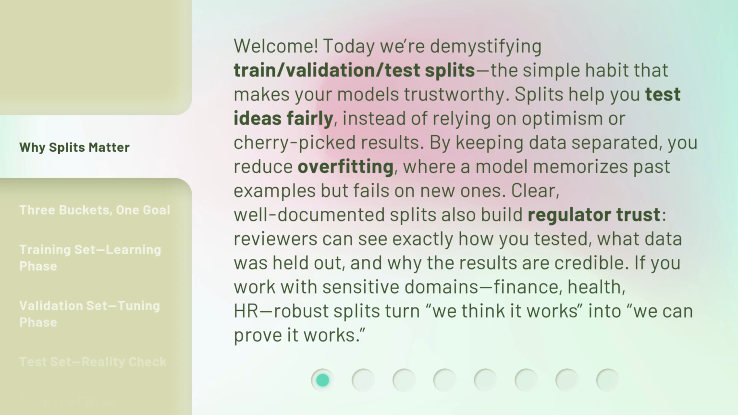If you work with sensitive domains, finance, health, HR, robust splits turn "we think it works" into "we can prove it works."